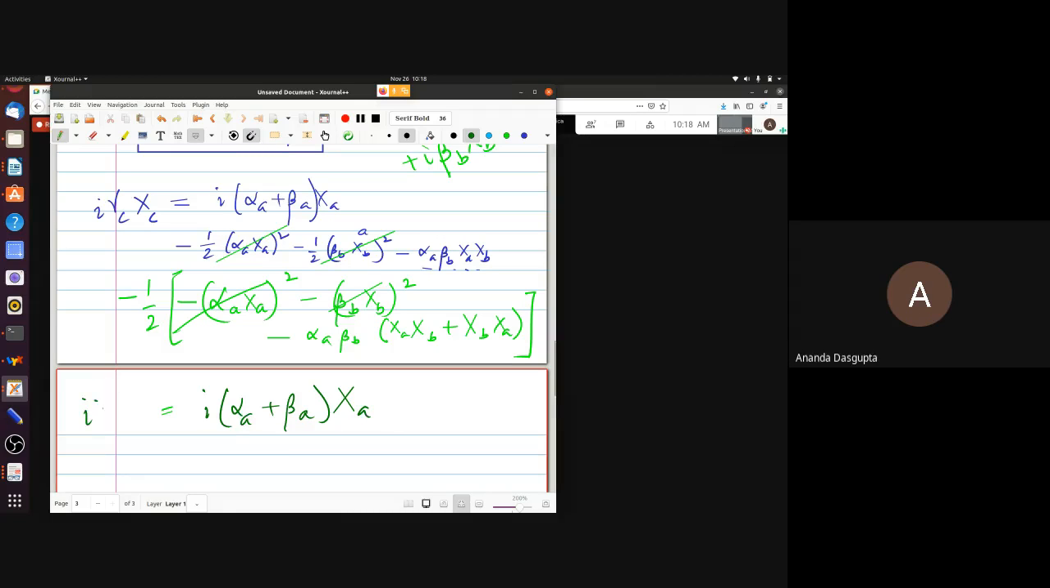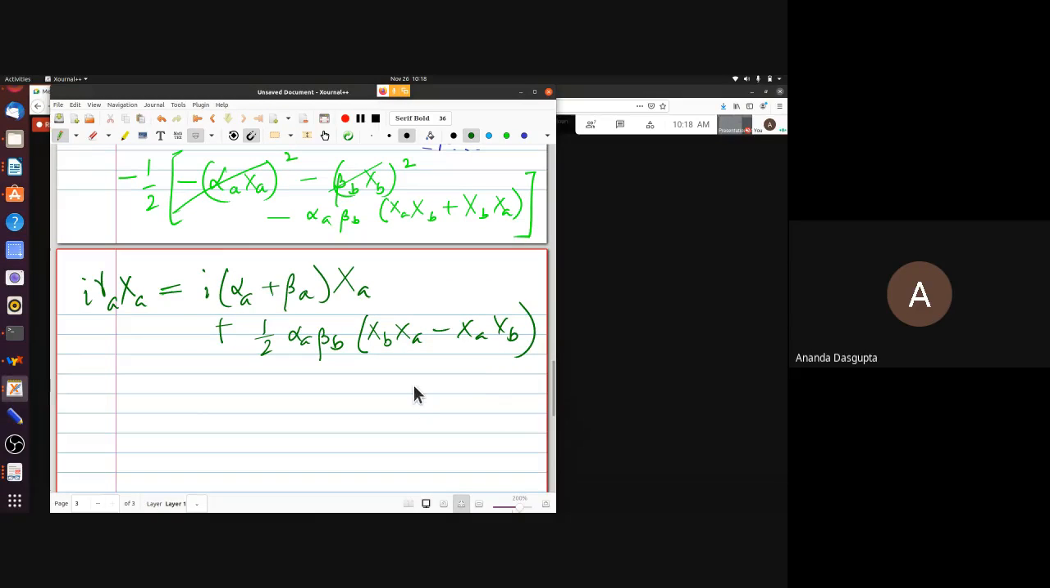So that's what gamma A X A is equal to: this plus an additional bit. These two just don't cancel each other out. So what you get is half alpha A beta B, XB XA minus XA XB. Right? So you have the commutator of XA and XB sitting here.